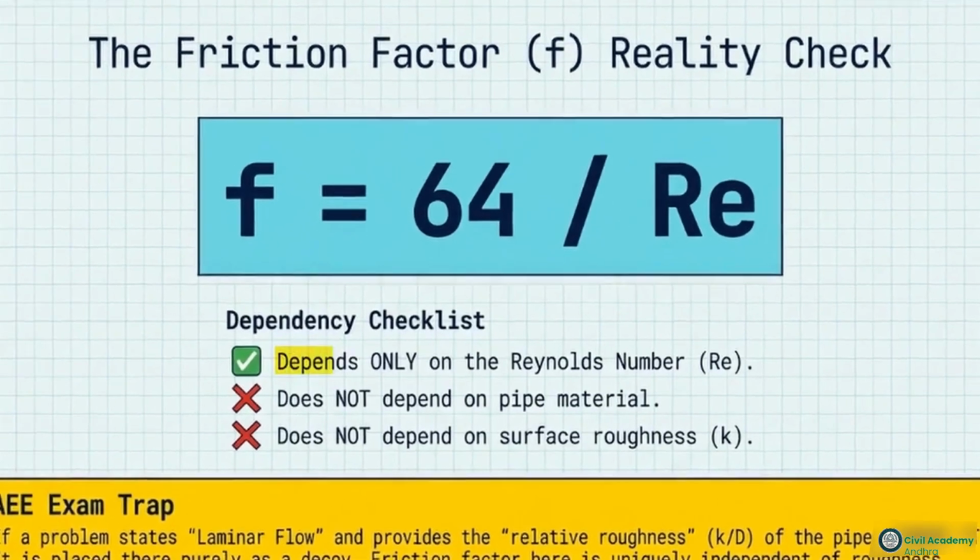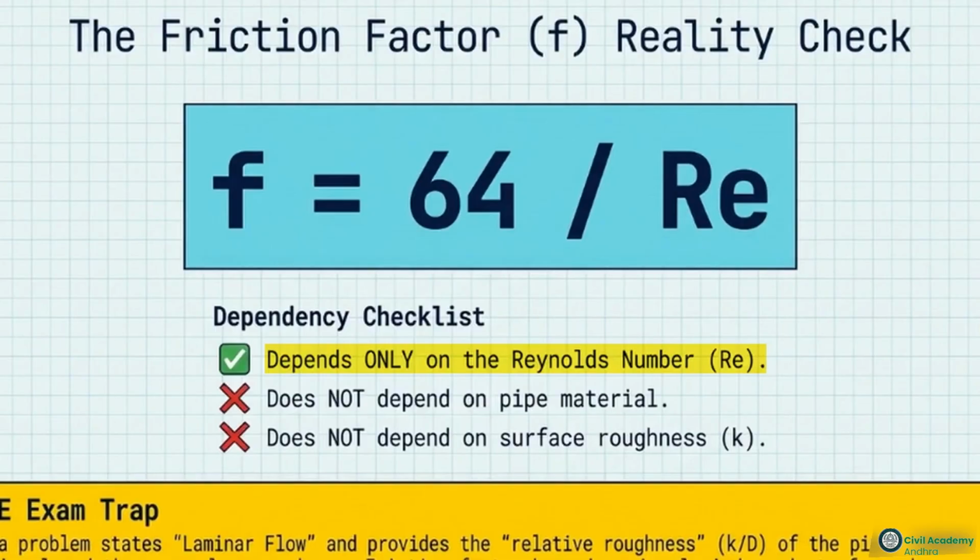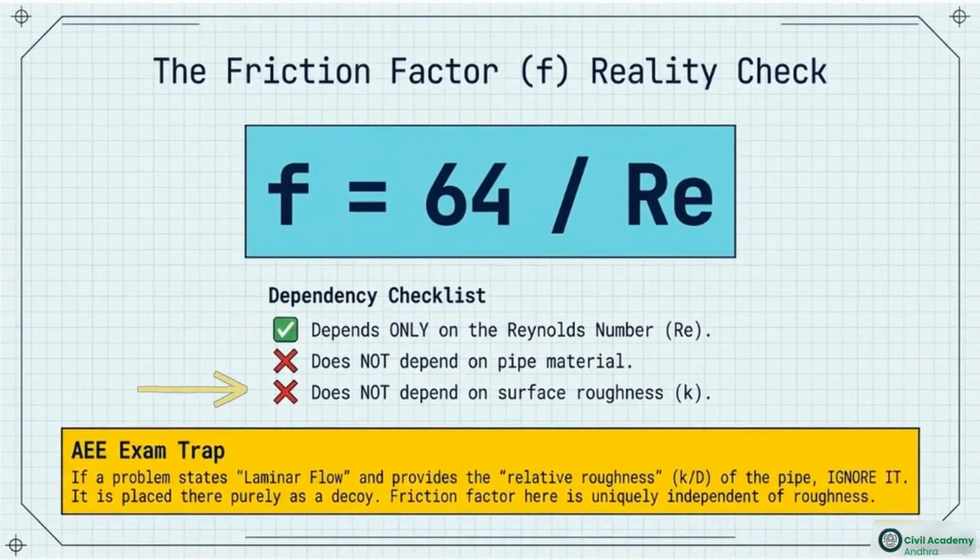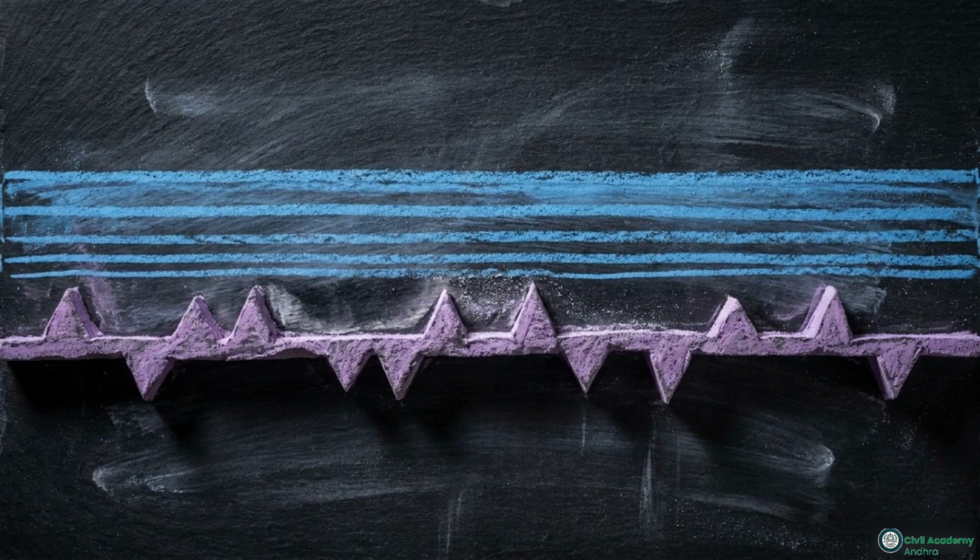Notice that the friction factor relies entirely on the Reynolds number. Examiners will often plant the relative roughness of the pipe in a problem as a decoy. In this regime, viscous dominance completely overwrites surface friction. You can ignore those decoy variables.